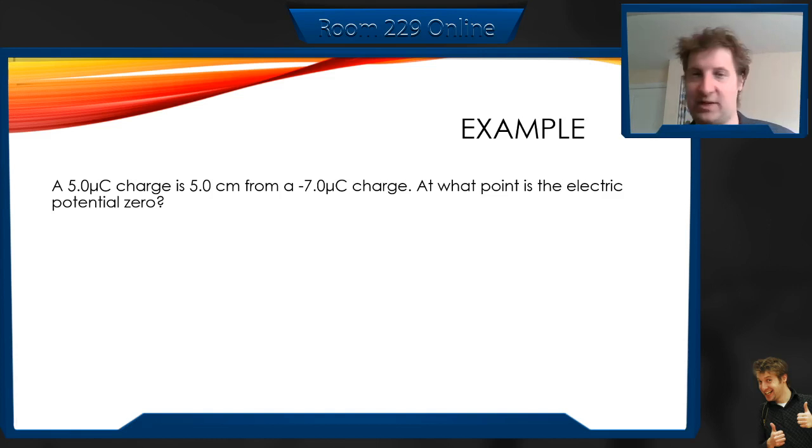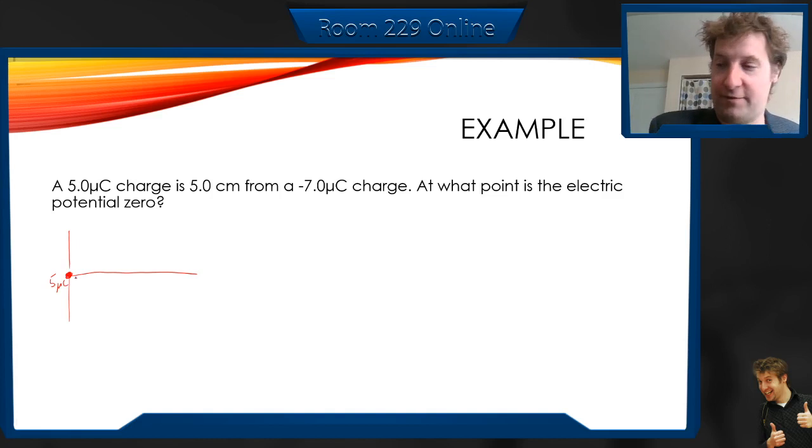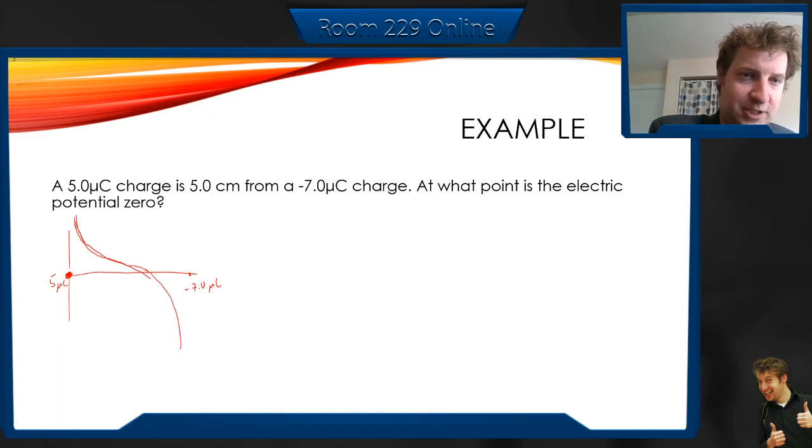Okay? So what that means is we're going to have to add these things up, right? If we do a little graph just to think about what this means. Setting up our frame of reference, let's use our 5 microcoulomb charge as our frame of reference. And we're going to then have, 5 centimeters away, a negative 7 microcoulomb charge. So if I have my positive test charge close to my positive 5, I'm going to have some sort of positive value. And then as I get farther away, it's going to go away. But then once I get closer and closer to the 7, it's going to be attracted.